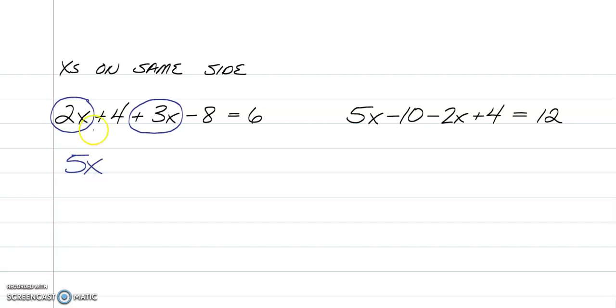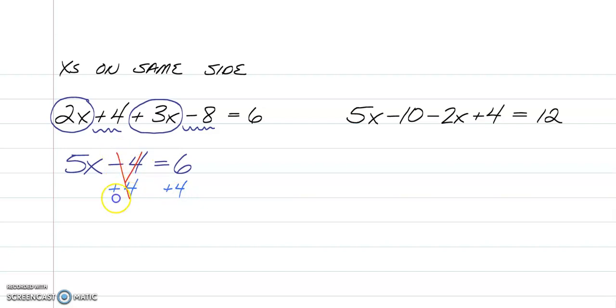Okay, and then you've got a positive 4 and a negative 8. They are on the same side of the equal sign. You do not have to move anything yet. Positive 4 and a negative 8 leaves you with a negative 4. And that, of course, is equal to the 6 that's already on the right all by itself. And now you're just going to do the same thing we've done in the previous problems. How do you get rid of a negative 4? You add 4 to both sides.